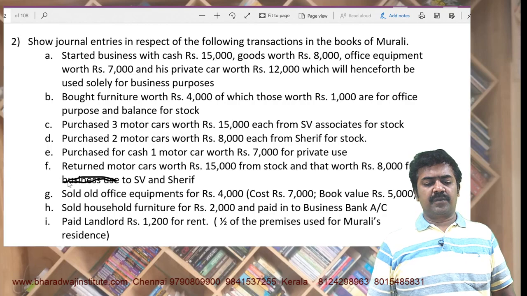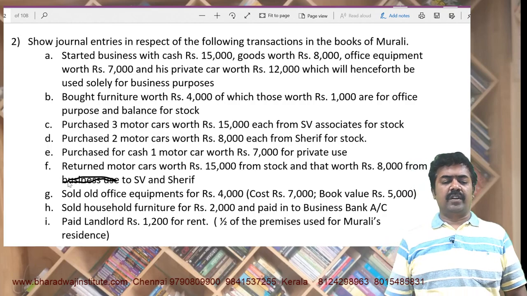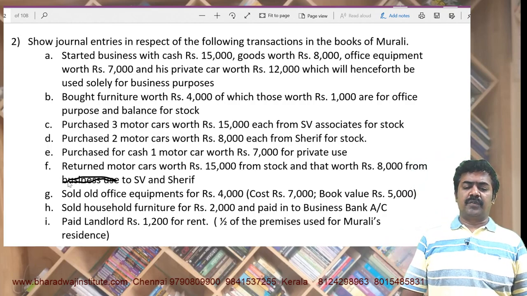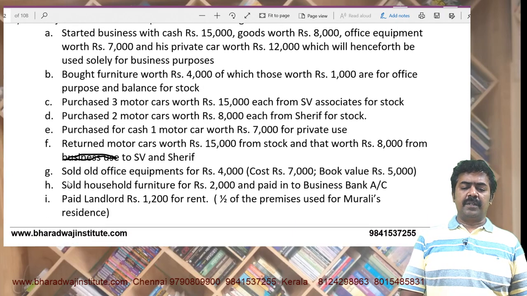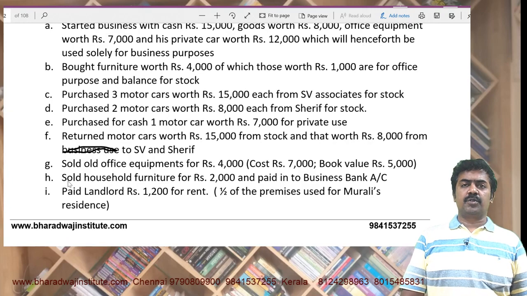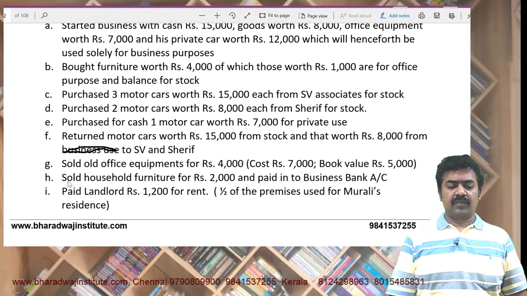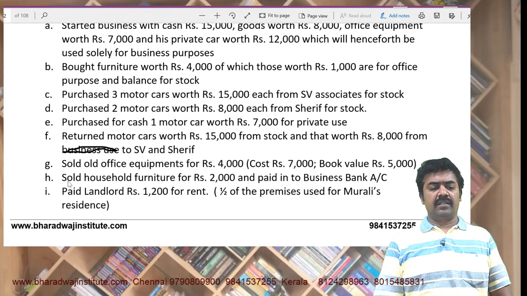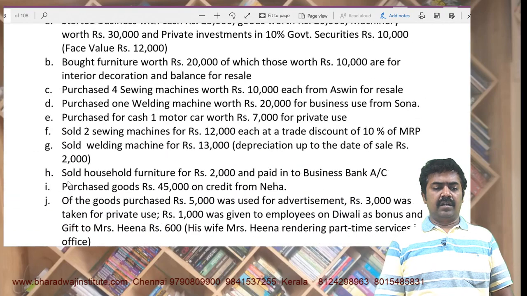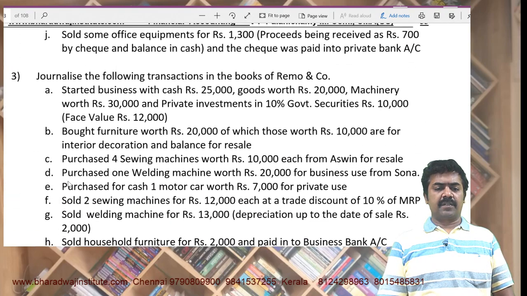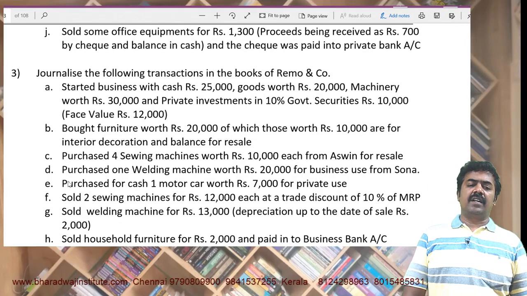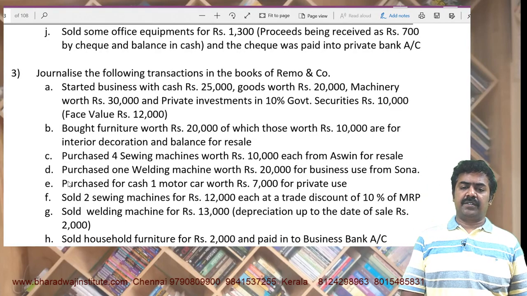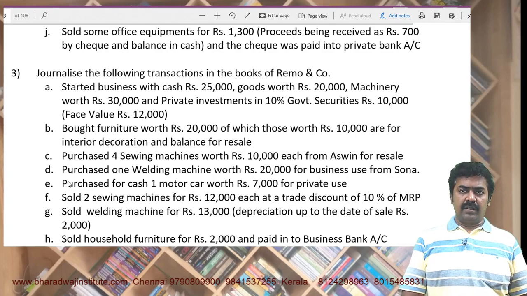Sold office equipments 4,000, cost is 7,000, book value 5,000. Sold household furniture 2,000, paid into bank account. Paid landlord 1,200 rupees rent, half of the premises is used for Murli's residence. Okay, we'll see. Then sold some office equipments for 1,300, 700 is received by check, balance in cash. The check was paid into private bank account. Hope you tried it.